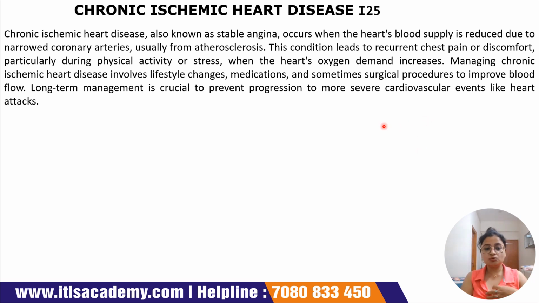Moving on to the next important disease that we need to talk about, the code for which is I00-I99, and the name of the disease will be chronic ischemic heart disease. Okay, so it is also known as stable angina. Occurs when the heart's blood supply is reduced to narrowed coronary arteries, usually from atherosclerosis.